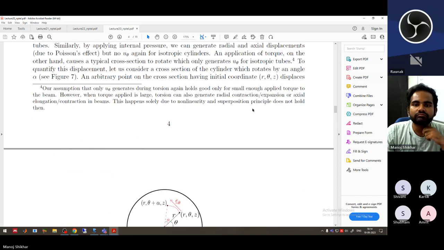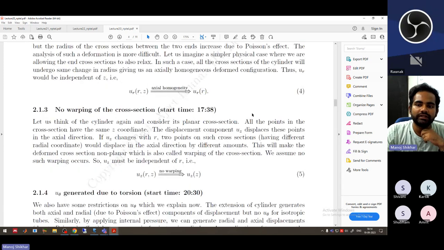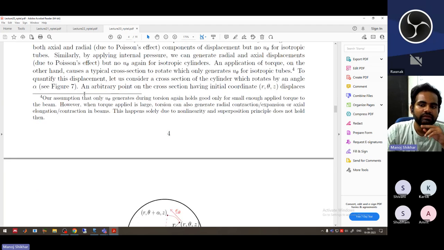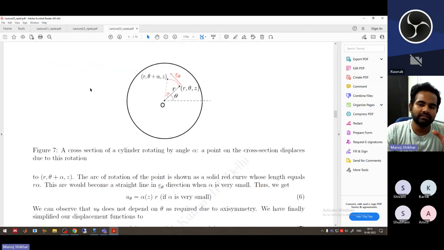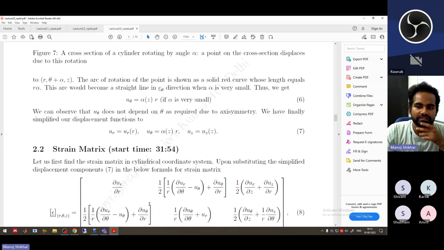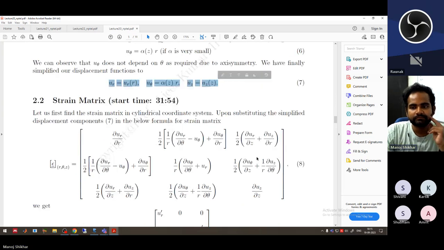Till now we know that UR is a function of R only and UZ is a function of Z only, and U theta is a function of both R and Z. And after doing some mathematics and thinking, in class we derived that U theta will be alpha Z into R, where alpha is very small. So this is the form which we get for our displacement fields.